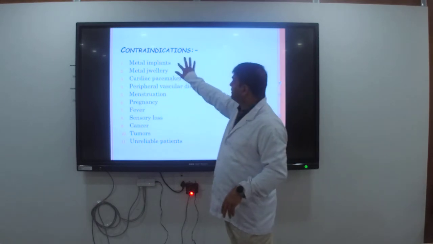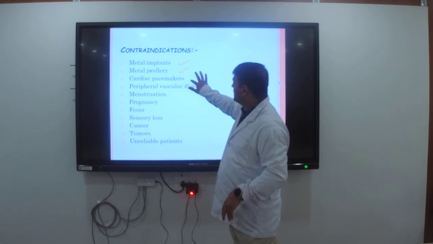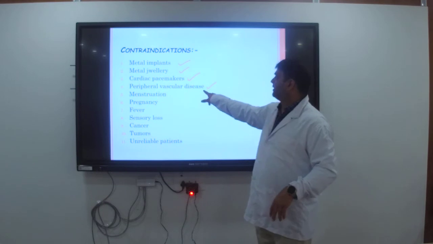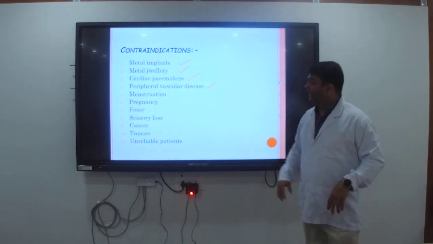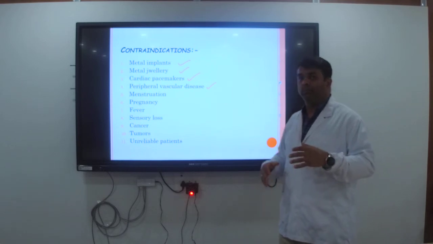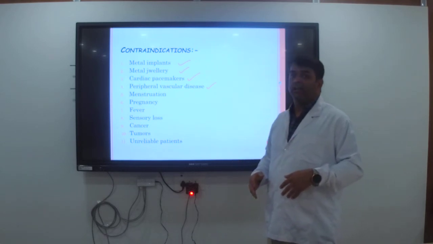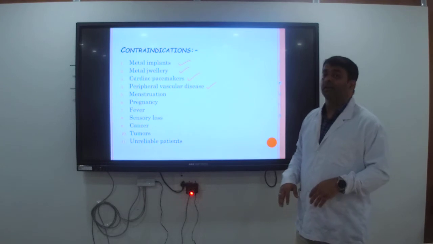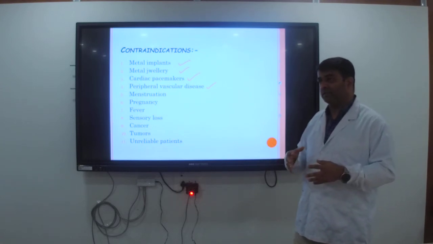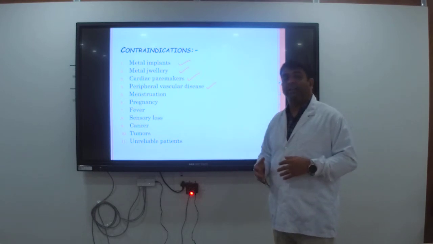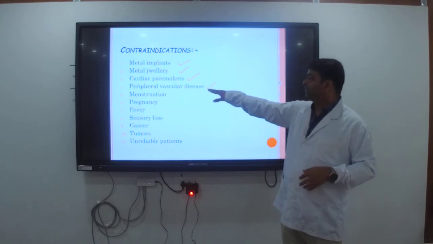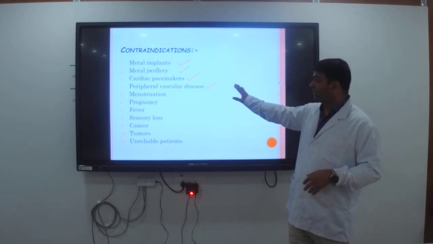Now we are done with metal implants, jewelry, and cardiac pacemaker. Now we come to the fourth point, peripheral vascular disease. What is peripheral vascular disease? Vascular disease like varicose veins, or any skin conditions where heating can cause some injuries to the skin. So avoid patients with peripheral vascular disease.